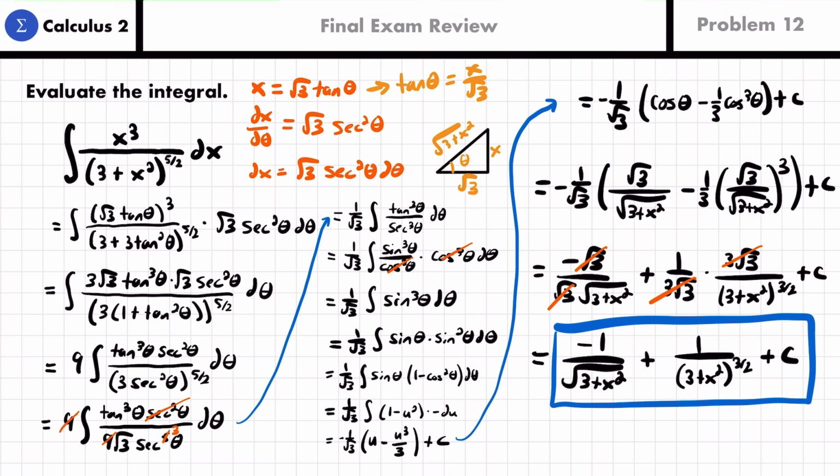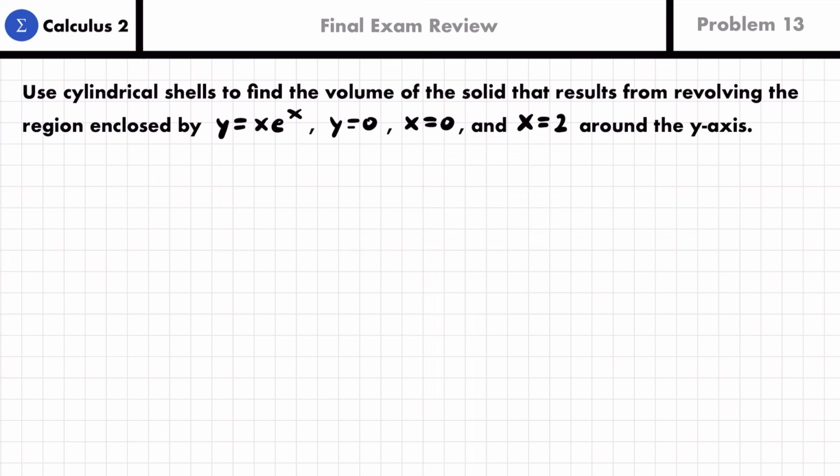Okay, so it took a lot of steps to get here, but that's par for the course with trig substitution problems. Next up, for problem 13, we want to use cylindrical shells to find the volume of the solid that results from revolving the region enclosed by y equals x times e to the power of x, y equals 0, x equals 0, and x equals 2 around the y-axis.